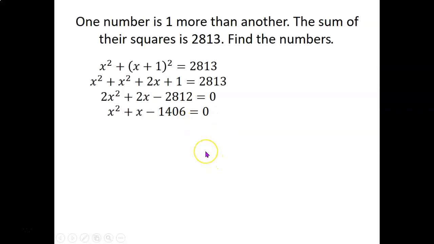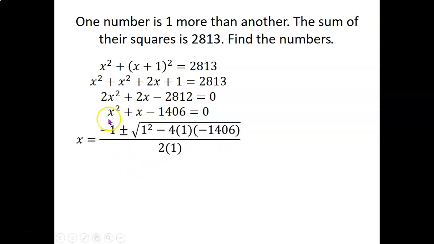I might be able to solve this by factoring, but I'd have to think of numbers that multiply to 1,406. I don't know that off the top of my head. Why don't we let the quadratic formula handle this for us? So I would get out my quadratic formula, and I would put in 1 for a, and 1 for b, and negative 1,406 for c.